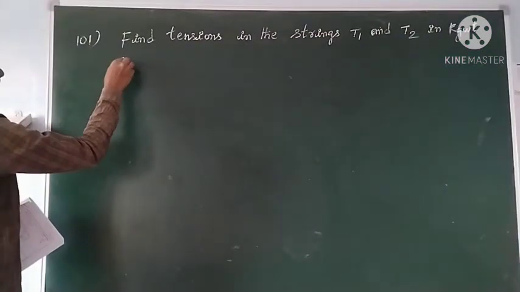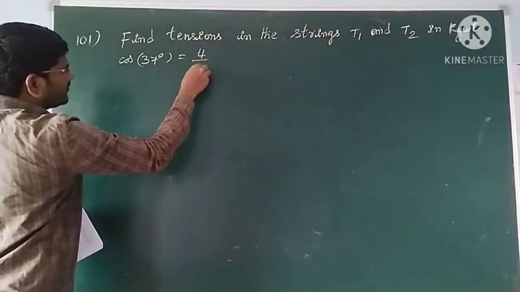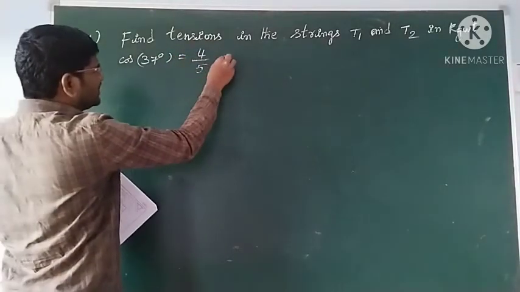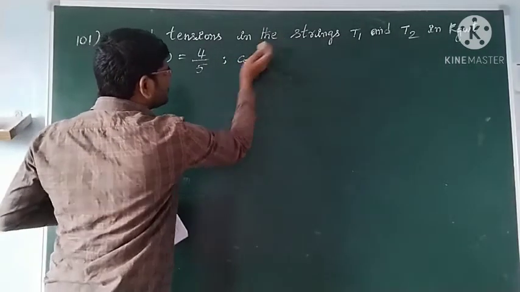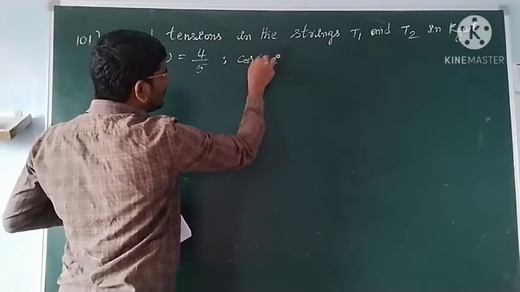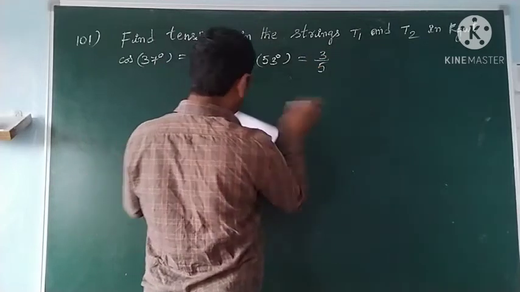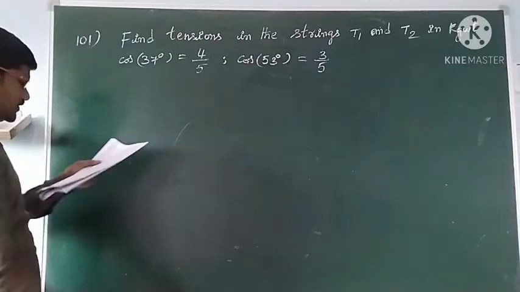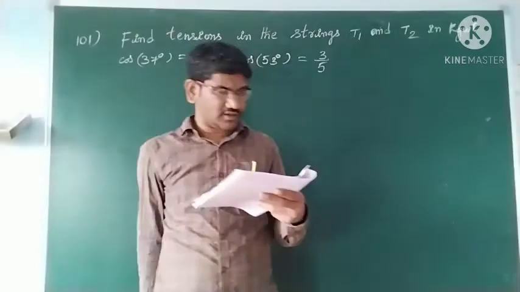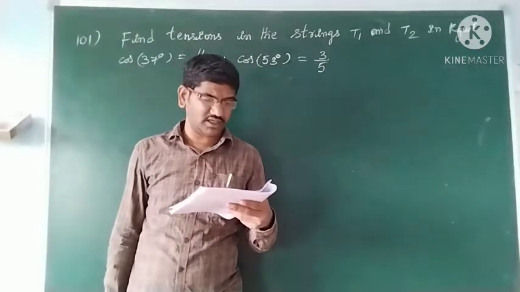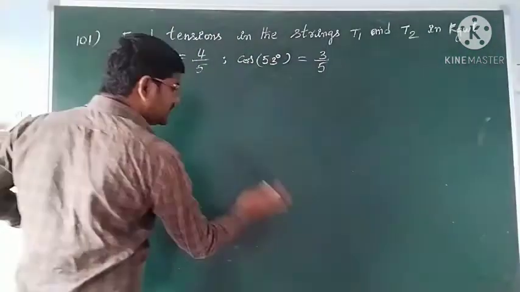And given that cos 37 degrees value is 4 by 5 and cos 53 degrees value is 3 by 5. So these are the given values. And the diagram is given like this. Find the tensions in the strings T1 and T2 in kilogram weight. That is the question.